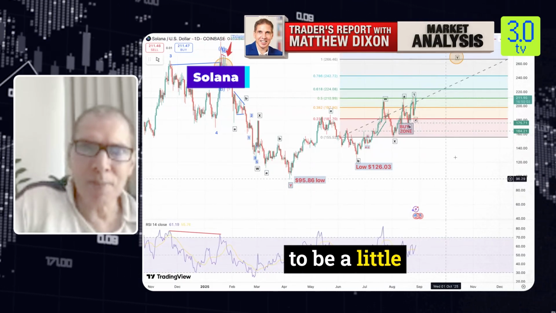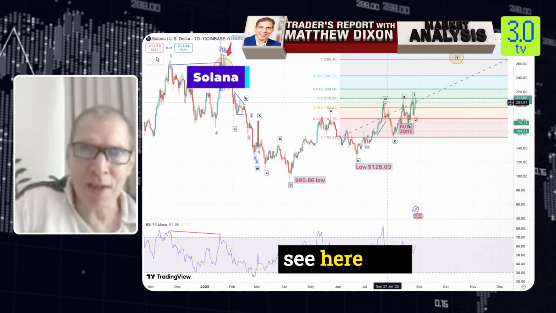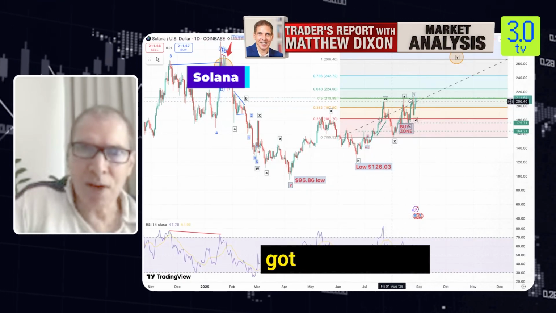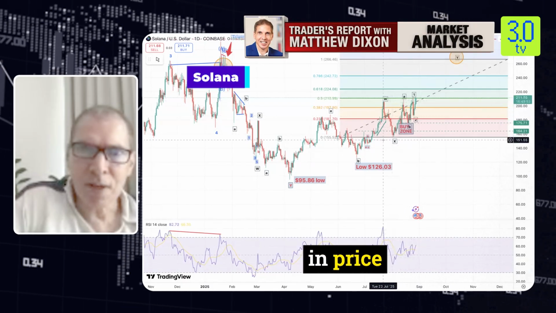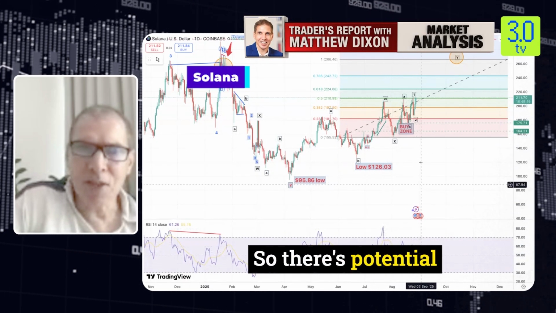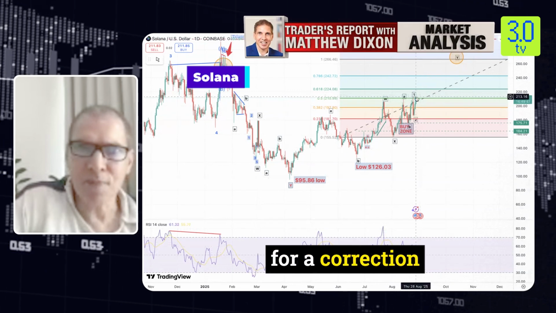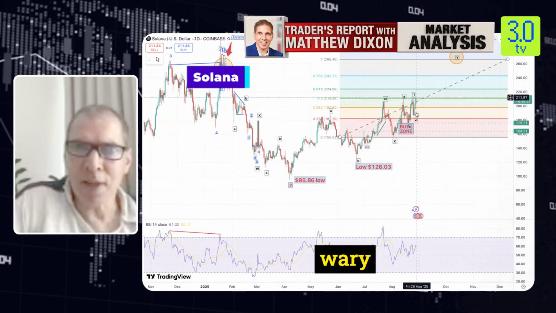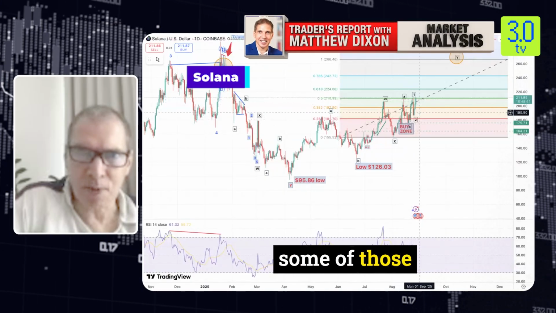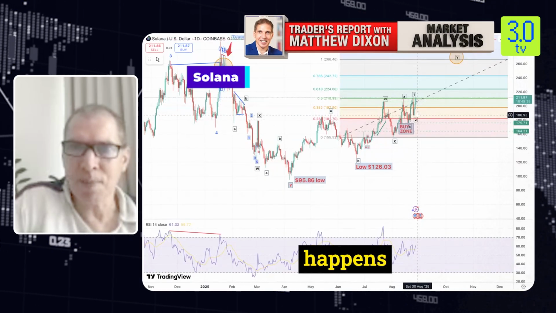But we do need to be a little bit careful because you can probably see here that we have some bearish divergence in place. So we've just got higher highs in price, and we've got corresponding lower highs in RSI. So there's potential for a correction. So I'm always wary, and that's why I'll protect some of the profits from this buy zone. I will be protecting some of those profits. So no matter what happens, I'm protected.